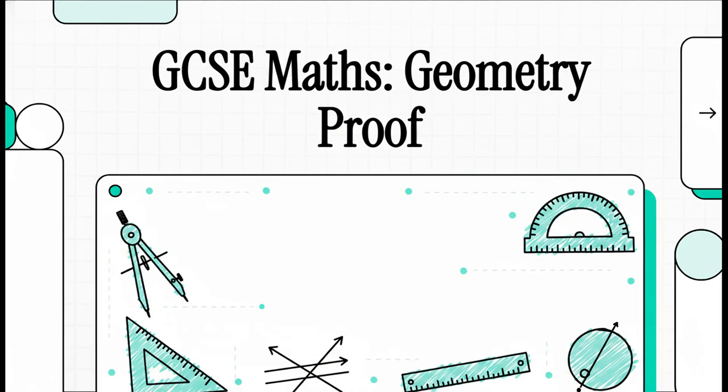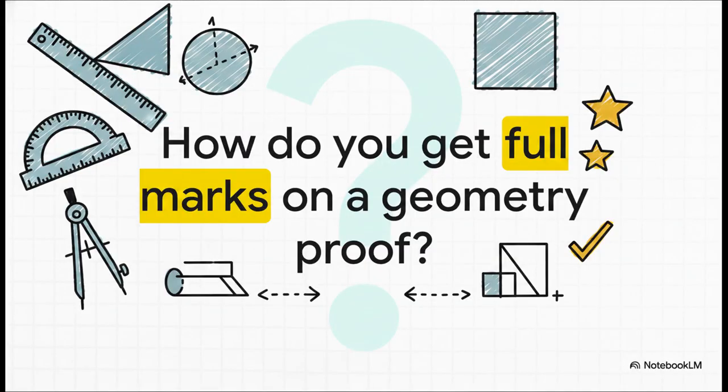Alright, in this explainer, we are going to deconstruct a classic GCSE geometry proof. And I'm not just going to show you how to get the right answer, we're going to look at how to think like an examiner, using the official mark scheme as our guide to lock in every single one of those precious marks. So, how do you get full marks on one of these?